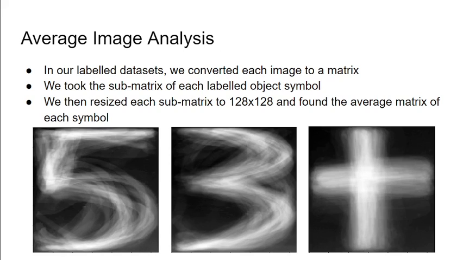We performed an analysis to find what an average of any given symbol looks like by creating each image as a matrix and then taking the submatrix of each symbol. So we have shown a 5, 3, and plus, and this was useful in that we noticed that 2 had 2 distinct symbols, where there was a 2 with a loop and then a more regular 2. So we split these into different classes.